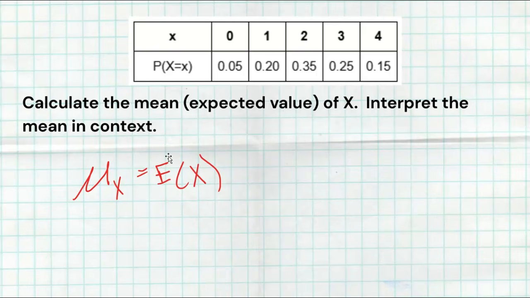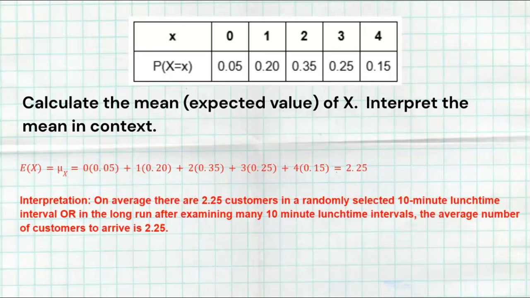So the formula is very simple. We're just simply going to multiply each outcome by its probability and add them all together. And that is how, of course, we get the expected value. So here's my work showing each outcome multiplied by its probability.